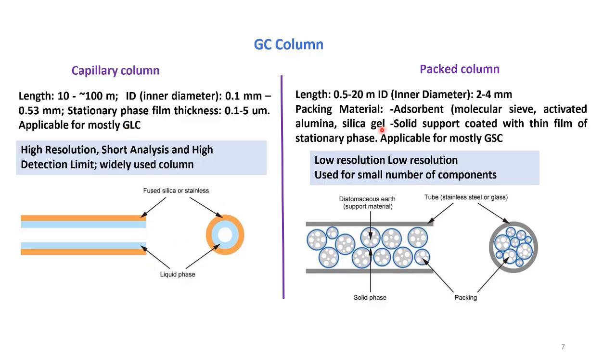Then the packed column has a length of 0.5 to 20 meters and an internal diameter of 2 to 4 mm. The packing material is solid, such as adsorbent, molecular sieve, activated alumina or silica gel, and the support is coated with a thin film of stationary phase. These are used for gas-solid chromatography. But this gives low resolution and is used for a small number of components. So the GLC is mostly used. The capillary column is widely used because of its high resolution, short analysis time and high detection limit.